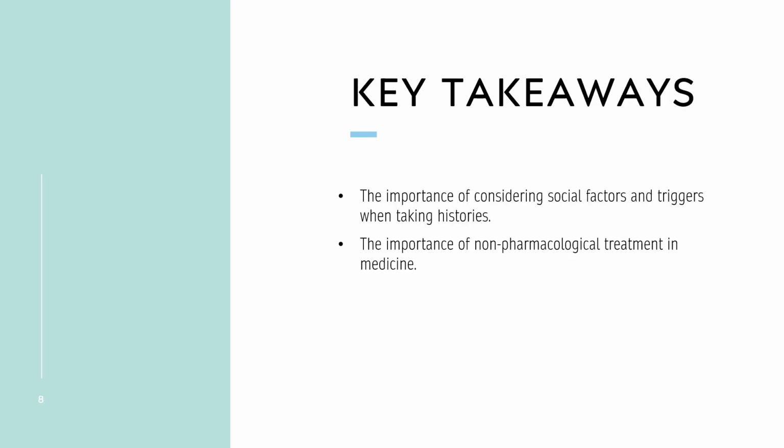So we've come to the end. What I'll briefly touch on here are just two key takeaways that I'd like you to reflect on and take away. The first is the importance of considering social factors and social triggers when taking histories from patients. Often it's very easy just to focus on the physical illnesses or the complaints they have medically, but it's also important to consider some of these social factors, things like their relationships, their job, any trauma they may have experienced. Social factors and social triggers are very important to consider whenever talking to patients, not just in psychiatric settings, but also more generally in other domains of medicine as well.